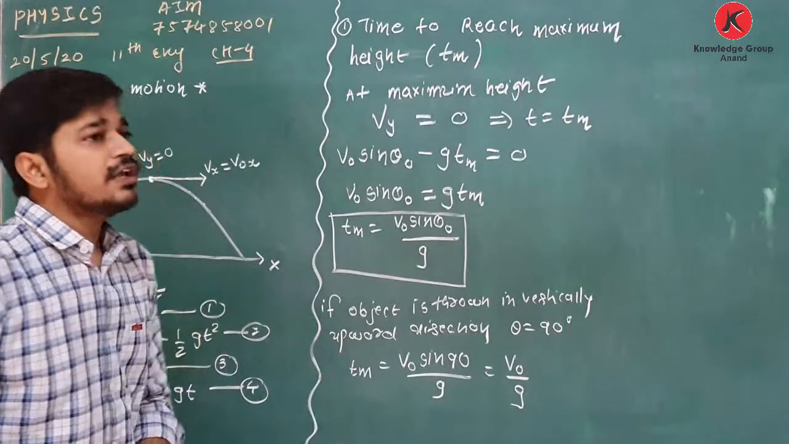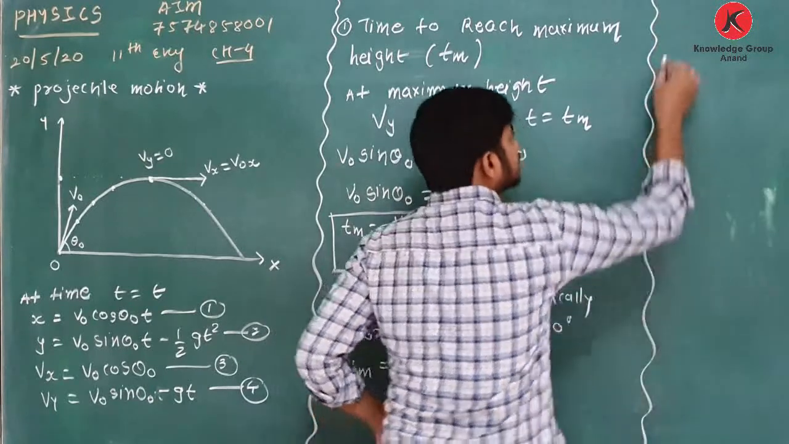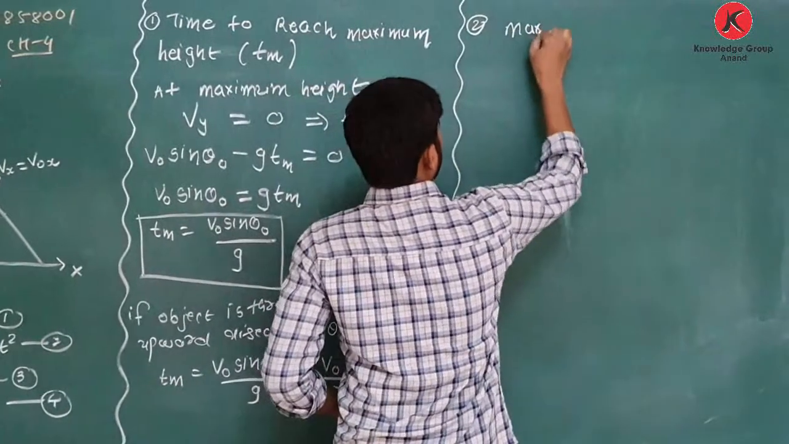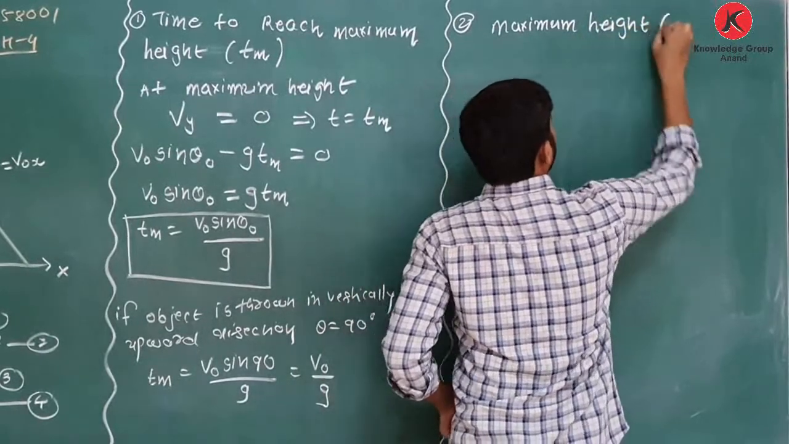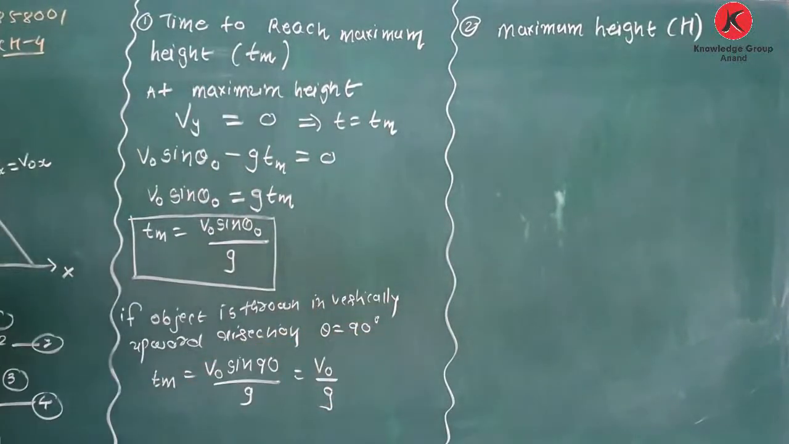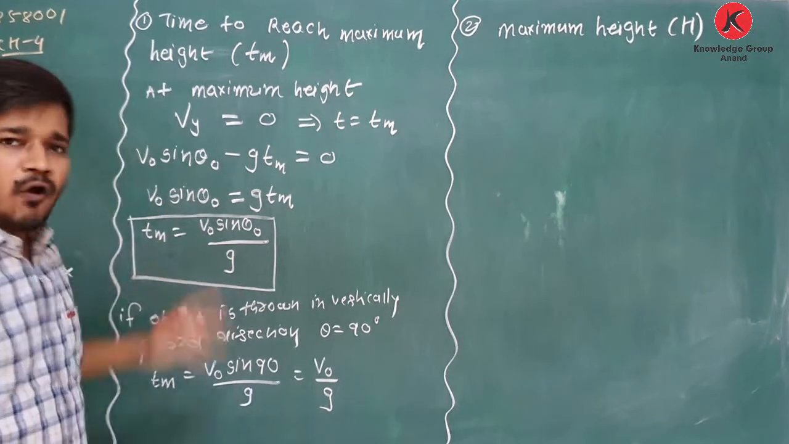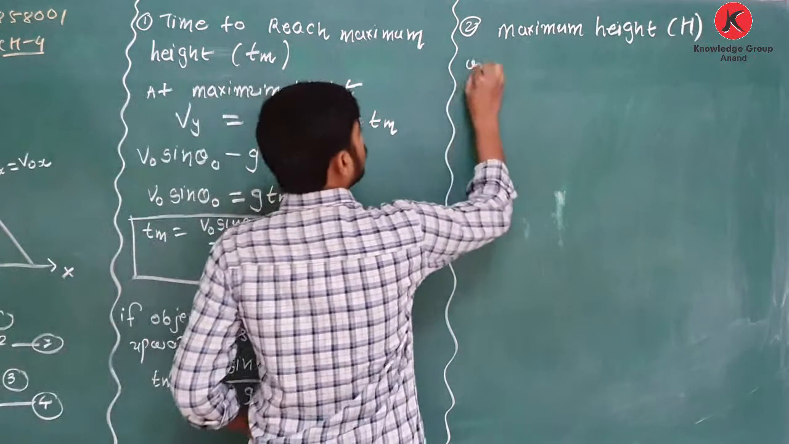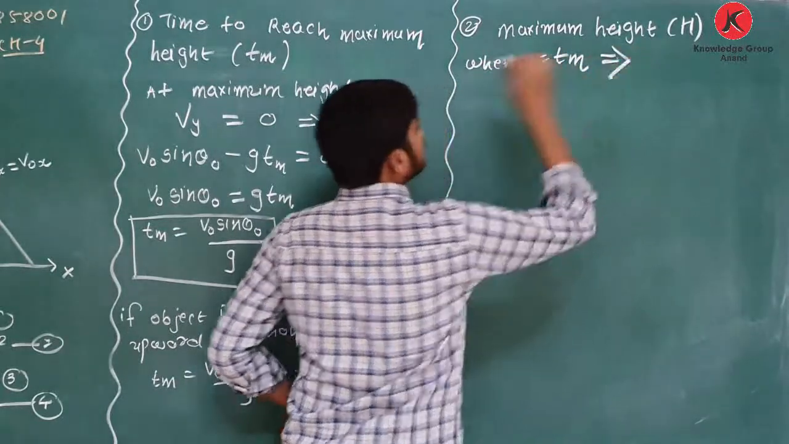Now we will find what is the maximum height. Maximum height is denoted by capital H. Now see, how to find maximum height? We know the time to reach maximum height is Tm. Then obviously, when t is equal to Tm, that means the time to achieve maximum height.